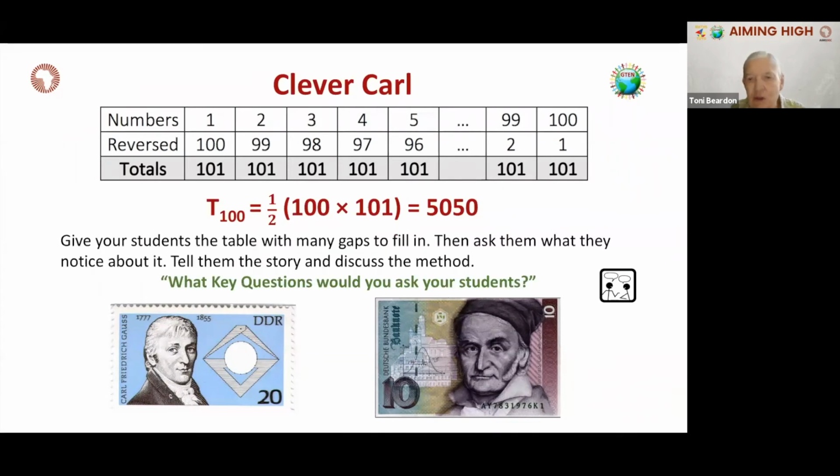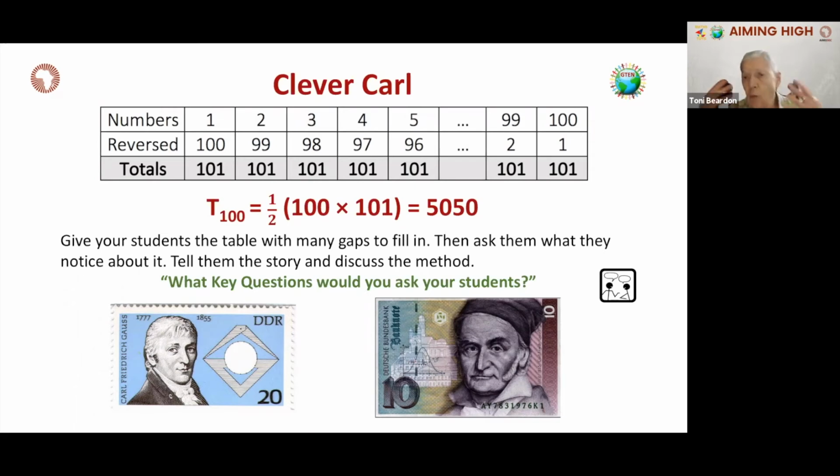Now this is a good story, really, because you could use it with your learners. And I think one idea about how you could use it is you could give the table that I have given you there, but leave a lot of blanks, and just give a general idea and ask them to fill in the blanks and the totals, and then ask them what they notice about it. Then you can tell them the story.